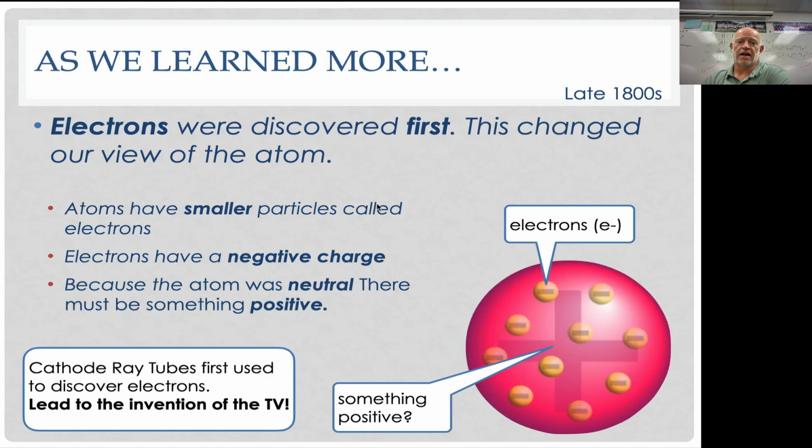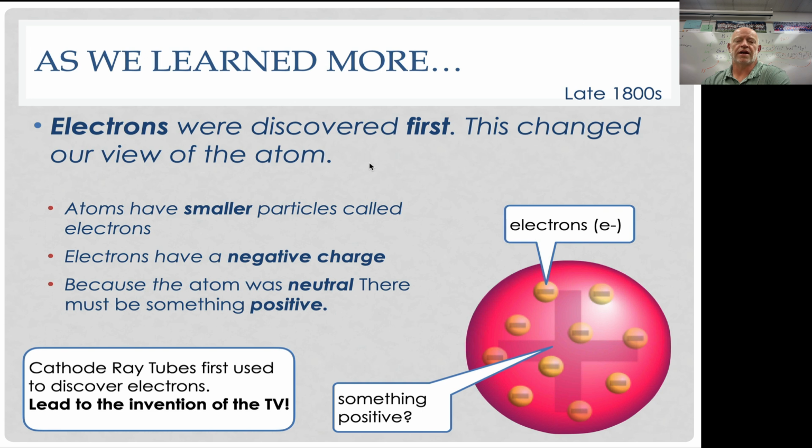Now, as research continued and we learned more, we discovered something called electrons. They were the first ones discovered because they had negative charges that we could manipulate through magnetic fields and electricity. We said, hey, there are these little particles being controlled by putting charge or electricity through them, and then we named them electrons, from the idea of electricity. This did change our view of the atom.